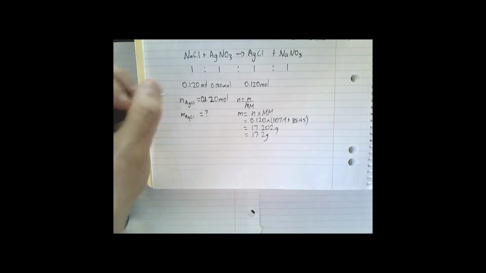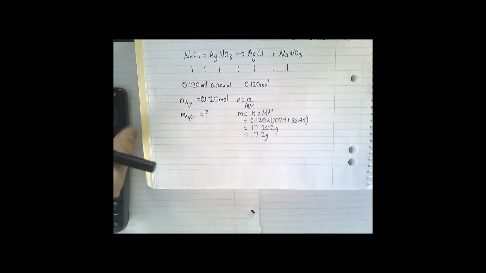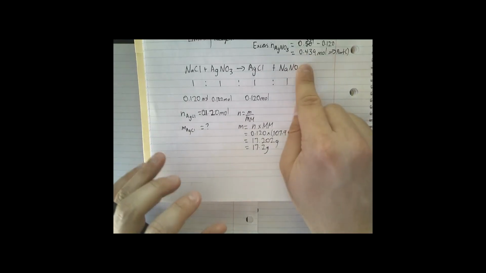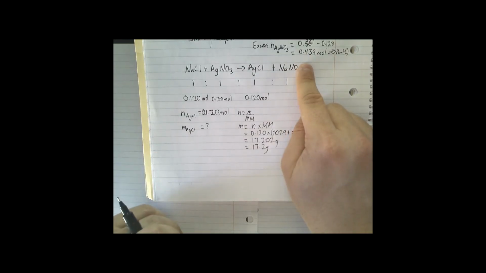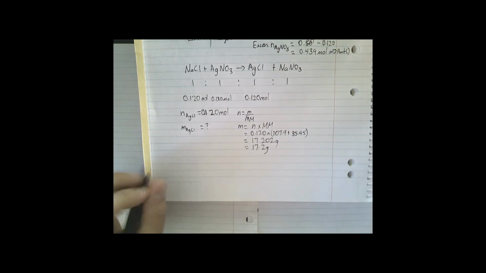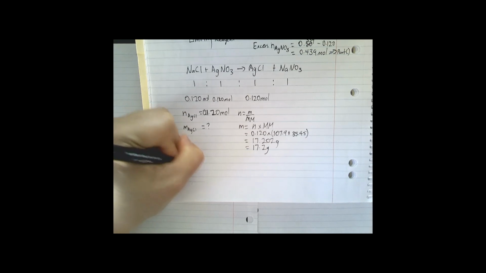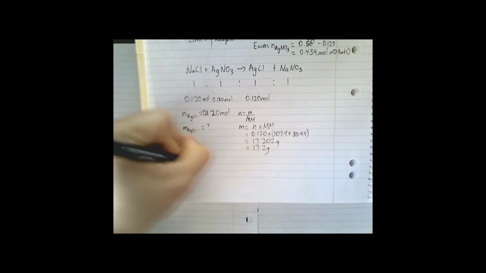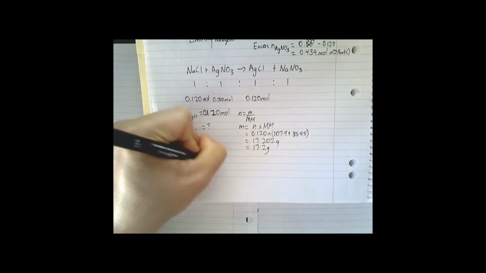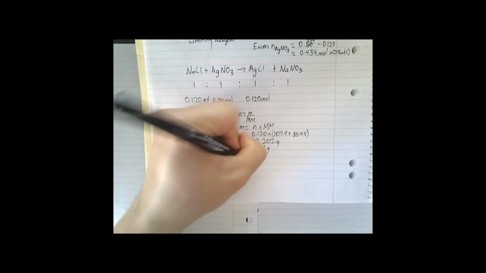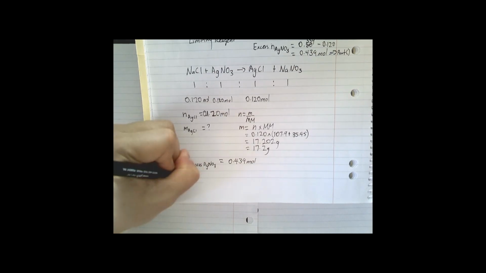Part C is the last bit that we need to do. So the question was, just to remind you, how many grams of excess reactant remained? I'll show you the bit for part C. So we already determined that the excess number of moles of silver nitrate was going to be 0.439 moles. So the number of moles of excess AgNO3 is equal to 0.439 moles.